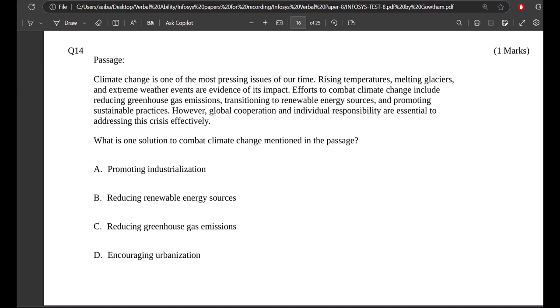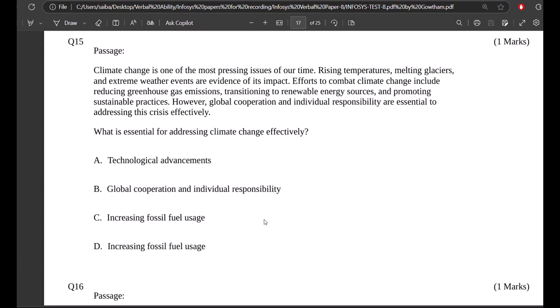They have mentioned here transitioning to renewable energy sources, but here it is mentioned as reducing renewable energy sources. So there is a difference between reducing renewable energy sources and transitioning to renewable energy sources. So this option is incorrect. Only option C is correct.